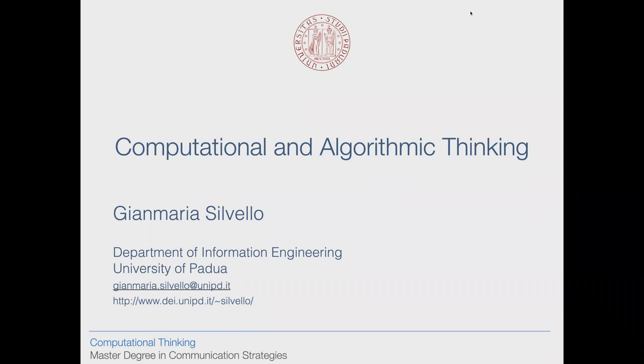This is the first actual lesson of the course, and it is about computational and algorithmic thinking. Today we are going to dive into the main topics of the course and understand what we are talking about when we talk about computational thinking and algorithmic thinking, why these two ways of thinking are connected, and what the main differences are, okay?